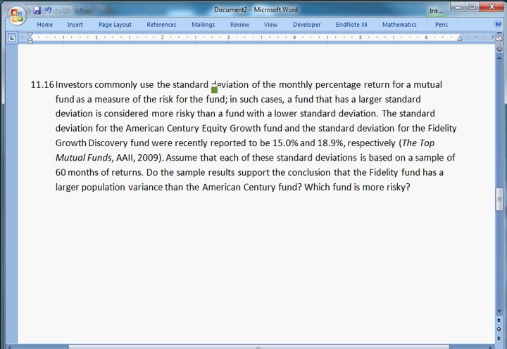Investors commonly use the standard deviation of the monthly percentage return for a mutual fund as a measure of the risk for the fund. In such cases, a fund that has a larger standard deviation is considered more risky than a fund with lower standard deviation. The standard deviation for the American Century Equity Growth Fund and the standard deviation for the Fidelity Growth Discovery Fund were recently reported to be 15% and 18.9% respectively. Assume that each of these standard deviations is based on a sample of 60 months of returns. Do the sample results support the conclusion that the Fidelity Fund has a larger population variance than the American Century Fund? That's going to be important. Which fund is more risky?